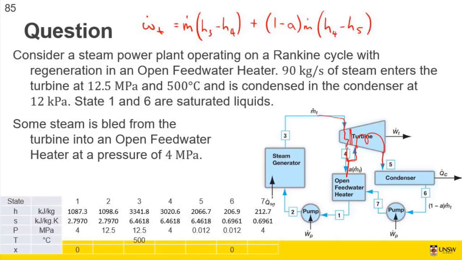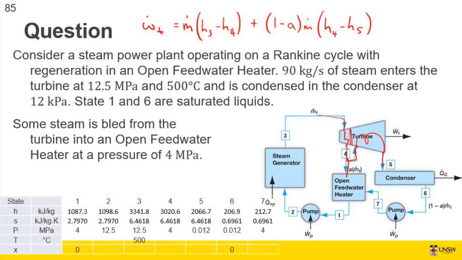So your total turbine work must be the sum of your two turbines' worth of work. And of course, mass flow A, which is about 31% of your fluid, doesn't get to do any work between 4 megapascals and 12 kPa because it's already been redirected to your open feed water heater. That's one way of looking at work through the turbine. If that works conceptually for you, that works for me, because a certain mass of fluid is going between two enthalpies.